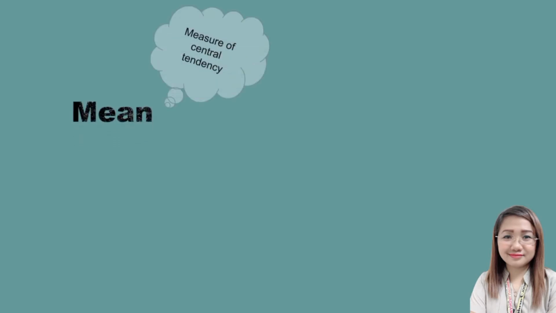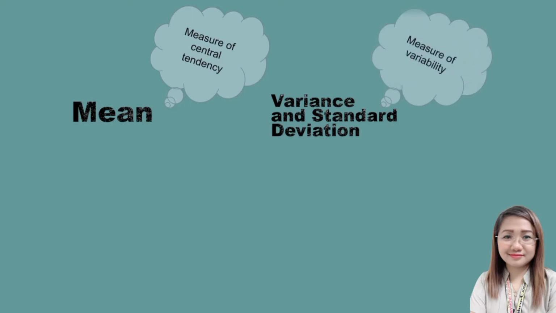You have learned from your previous study of mathematics that mean is a measure of central tendency. It is also a number that attempts to represent all the data gathered about a variable by getting the sum of all the outcomes and dividing it by the number of outcomes. Variance and standard deviation is a measure of variability, wherein it measures how spread out the distribution of the data.